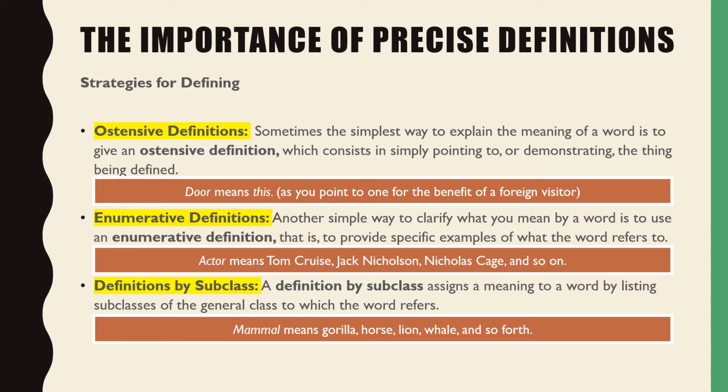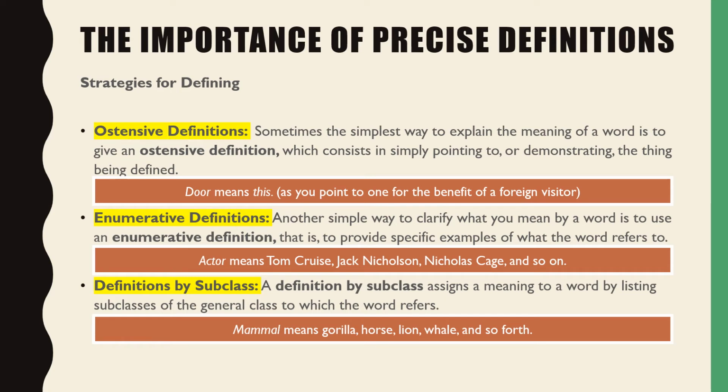Next is enumerative definitions. Another simple way to clarify what you mean by a word is to use an enumerative definition. That is to provide specific examples of what the word refers to. For example, you want to clarify the meaning of actor. Therefore, you say actor means Tom Cruise, Jack Nicholson, Nicolas Cage, and so on.